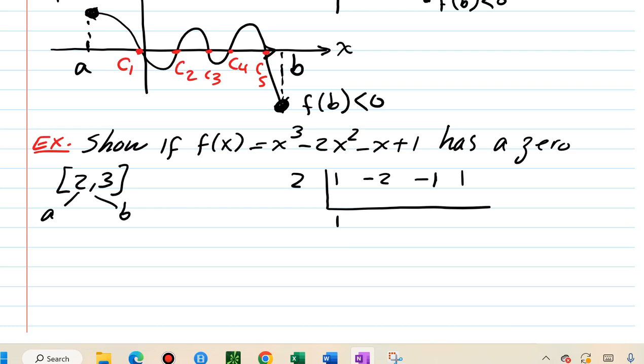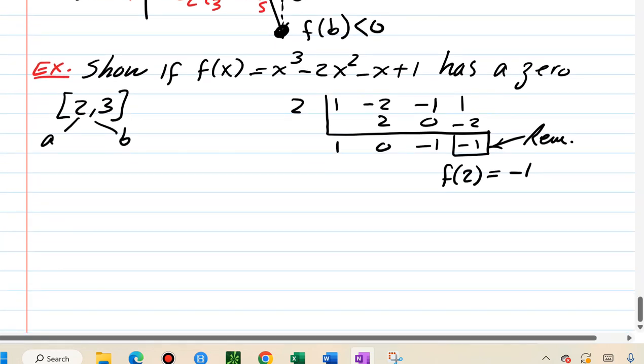Bring the 1 down. 2 times 1, 2, adds 0. 2 times 0 is 0, minus 1, negative 2, negative 1. Remember the remainder by the remainder theorem. The remainder is f at 2, which is negative 1. So we established that. What about f at 3?